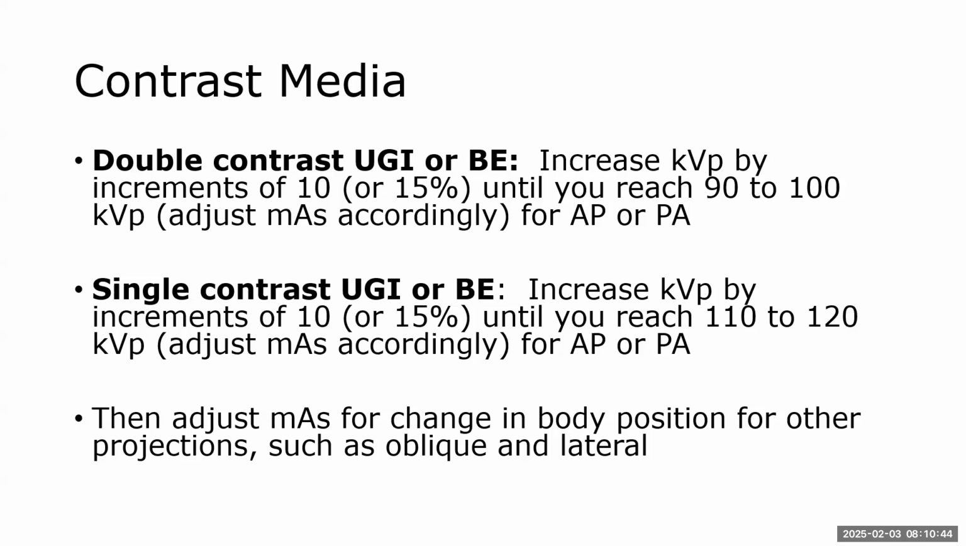So notice that about 90 to 100 is the kVp you want to get to for double contrast studies. It's more for single contrast studies. It's 110 to 120 because you don't have that air in there. It's all barium, so you're going to need a higher kVp. And then you're going to just adjust your mass for the change in body position for other projections, again, such as your oblique and lateral.